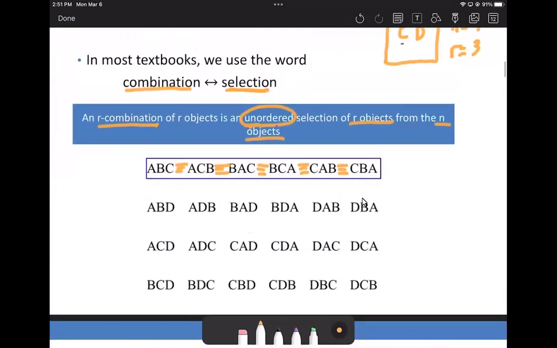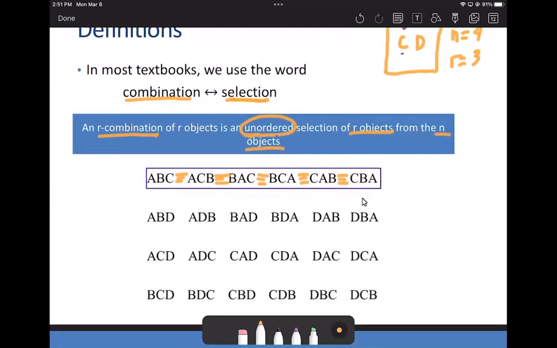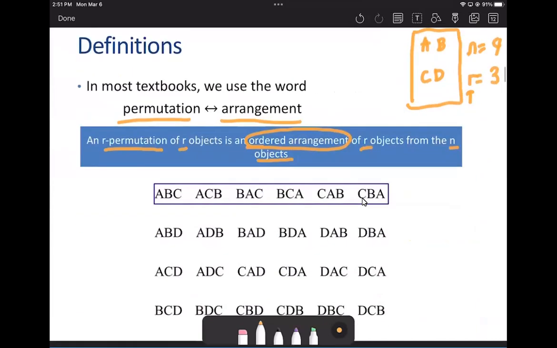In contrast, in the combination earlier, this ABC, ACB, BAC, BCA, CAB, and CBA are all equivalent, counted as one. But in permutation, these orderings are distinct because they have different orders. So ABC and ACB are different, and these are also different from the other orders. Do you understand what I meant?